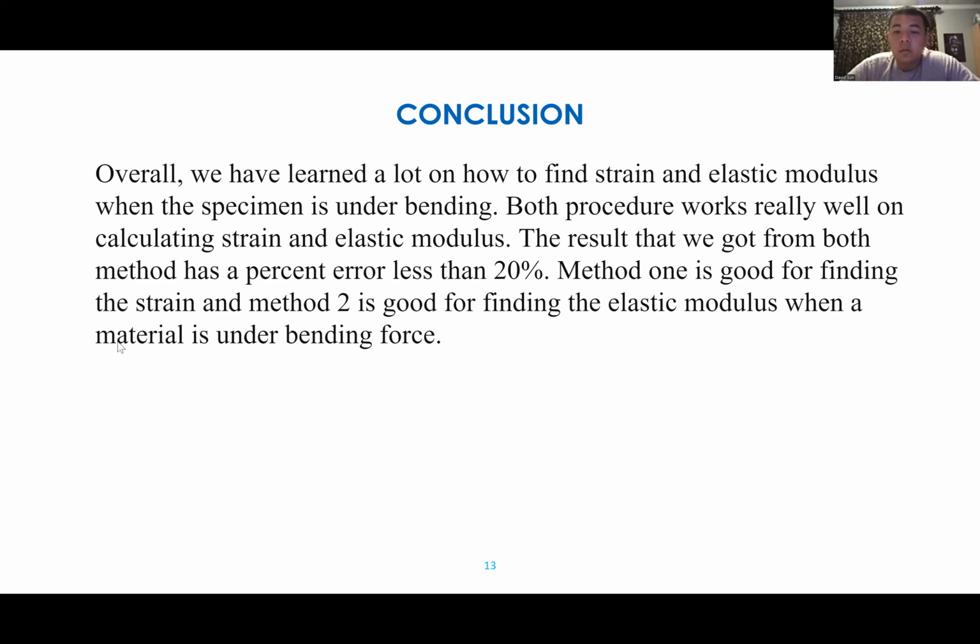Overall, we learned how to find the strain and the elastic modulus of the specimen when it's under bending. Both procedures work really well on calculating the strain and elastic modulus. The result, both procedures have a percentage error of less than 20%, which is really good. Method one is good for finding the strain, and method 2 is good for finding the elastic modulus when the material is under bending force.